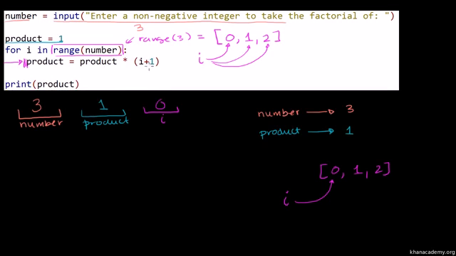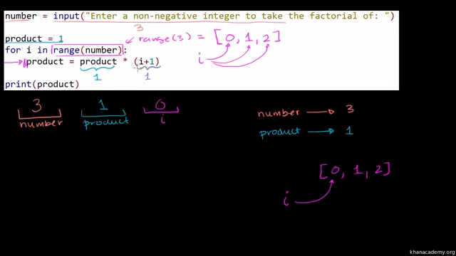And what is this something new? The first time we go through the for loop, i is 0. 0 plus 1 is 1. So this part, the first time we go through the loop, is going to be 1. 0 plus 1. Product is 1. Product is 1 this first time we go through the loop.